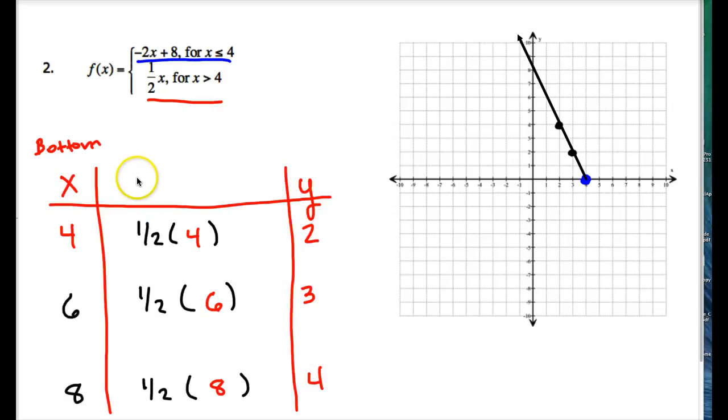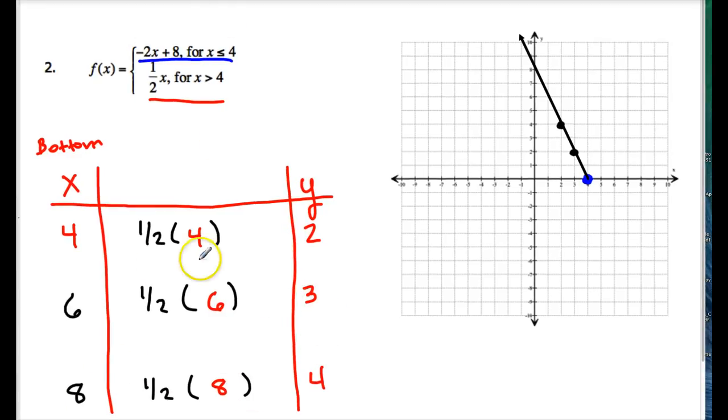Okay, here's what my bottom t-chart looks like. My boundary point again is 4, so I'm plugging in 4 to my bottom piece. Half of 4 is 2. Then I chose even values for my next two x's just because I knew I was going to be taking half of them. That saved me from having to deal with decimals. So when I plug in 6, half of 6 is 3. When I plug in 8, half of 8 is 4.